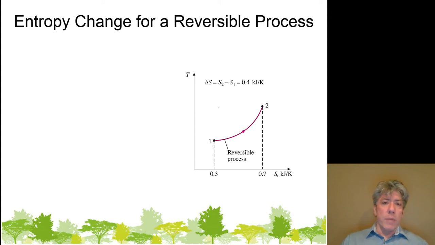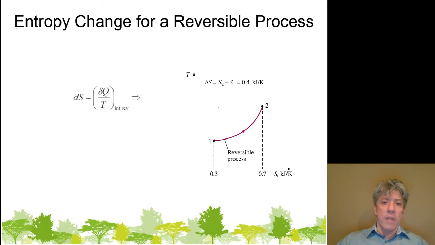So what this means is we can talk about the entropy change for a reversible process, just like we can talk about the volume change of a system, or we can talk about its energy change and so forth. And actually, we don't really need to know the process path details. We can just take the difference between the initial and final entropies in the two states.